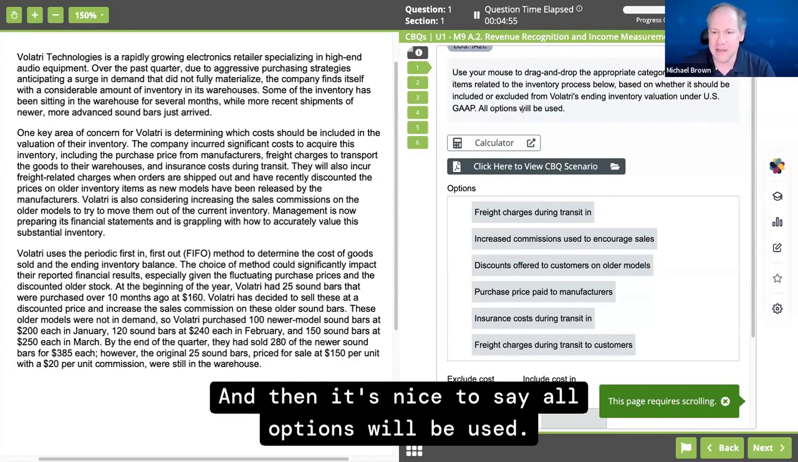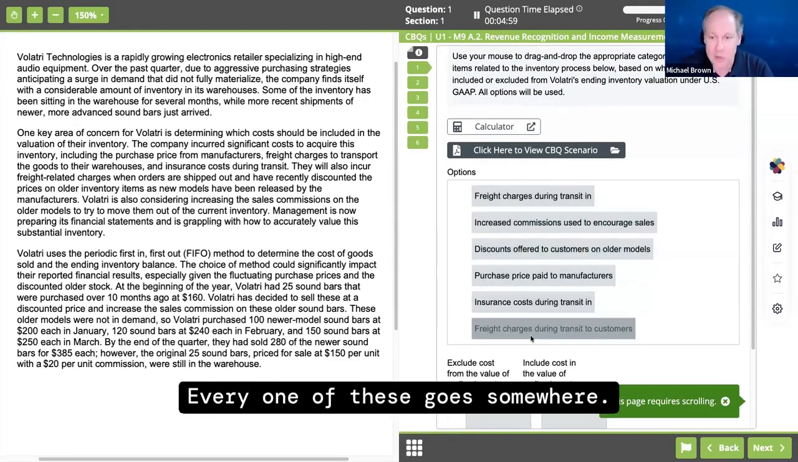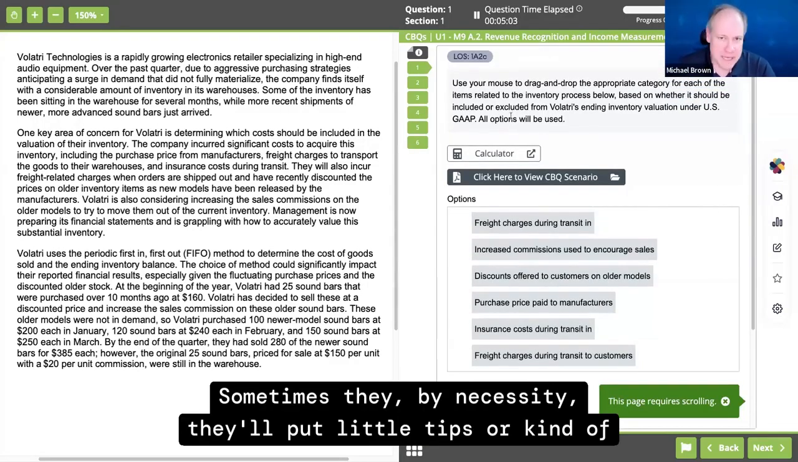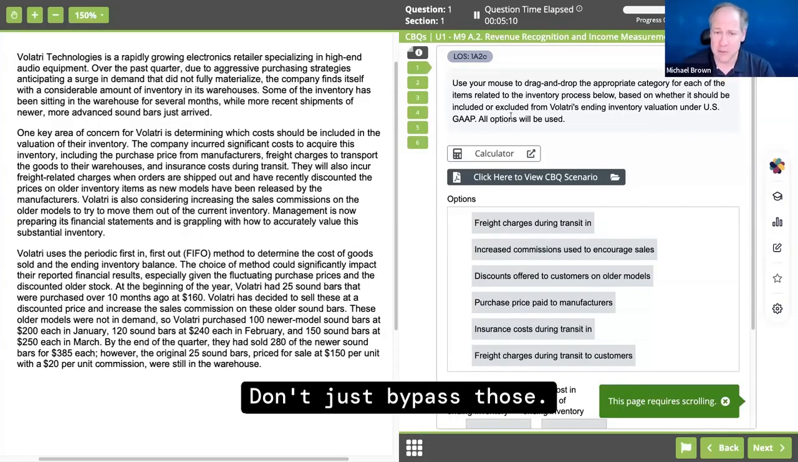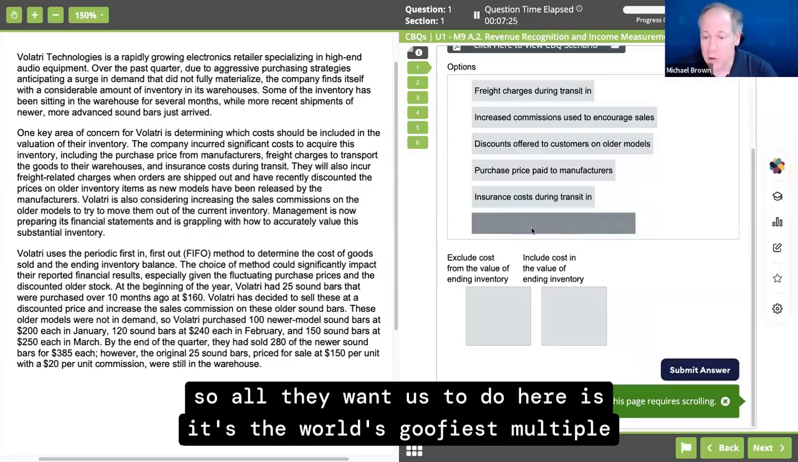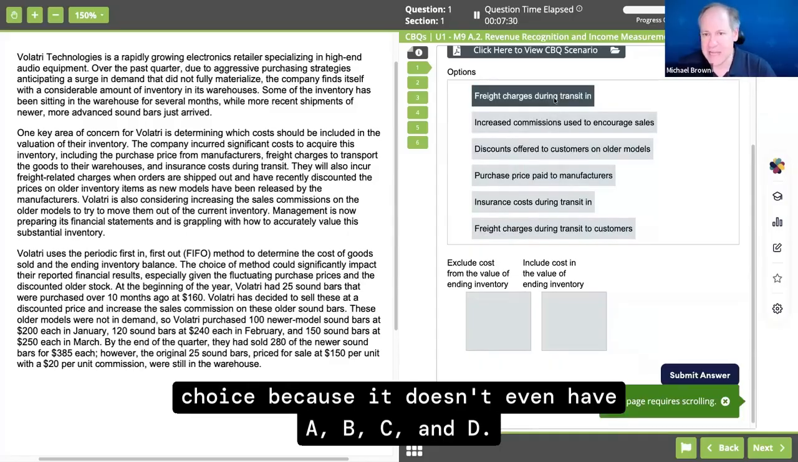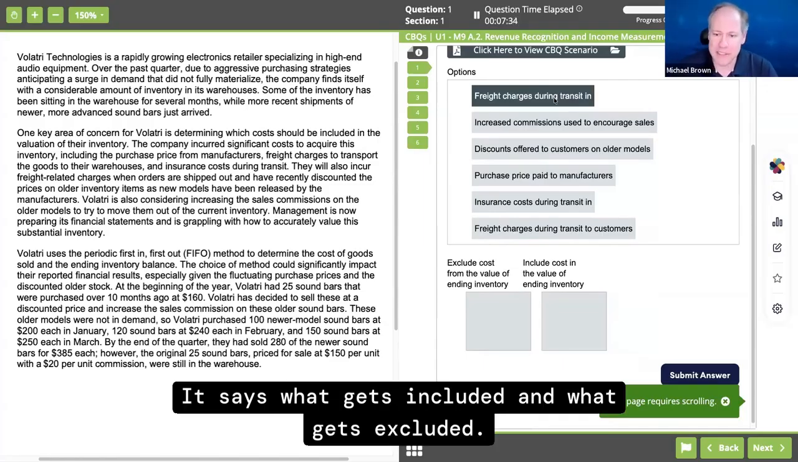And then it's nice to say all options will be used. So it's saying, no, there's no trick question here. Every one of these goes somewhere. Sometimes by necessity, they'll put little tips or limitations or descriptive items in the question. Don't just bypass those. They may be helpful as you answer the question. So all they want us to do here is it's the world's goofiest multiple choice because it doesn't even have A, B, C, and D. It's got A and B. It says what gets included and what gets excluded.